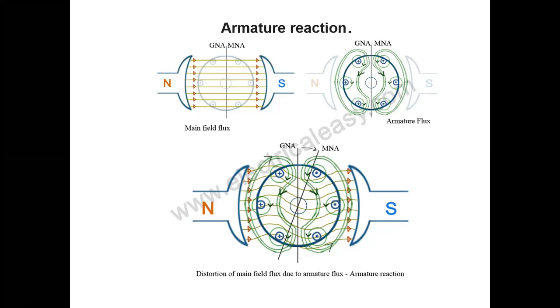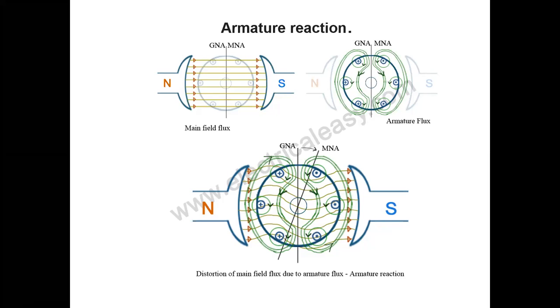Let us consider how to explain the armature reaction. What is GNA? What is MNA? GNA full form is geometrical neutral axis. MNA full form is magnetic neutral axis. What is meant by GNA? What is meant by MNA?